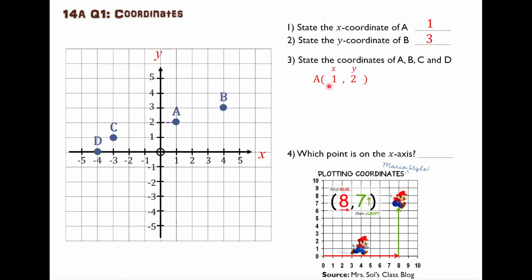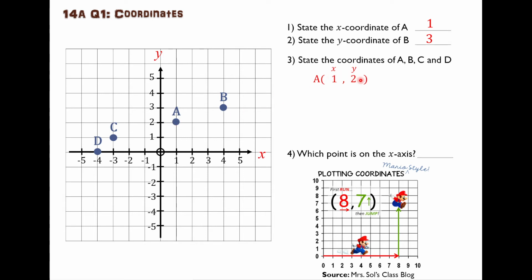Another way of thinking of it is if point A is (1, 2), first you run and then you jump. The x is how far left or right. So I'm going to go right 1, and then I'm going to jump up 1, 2. So I run across and then I jump up. Run across 1 and then jump up 2. That's another way to think of it.